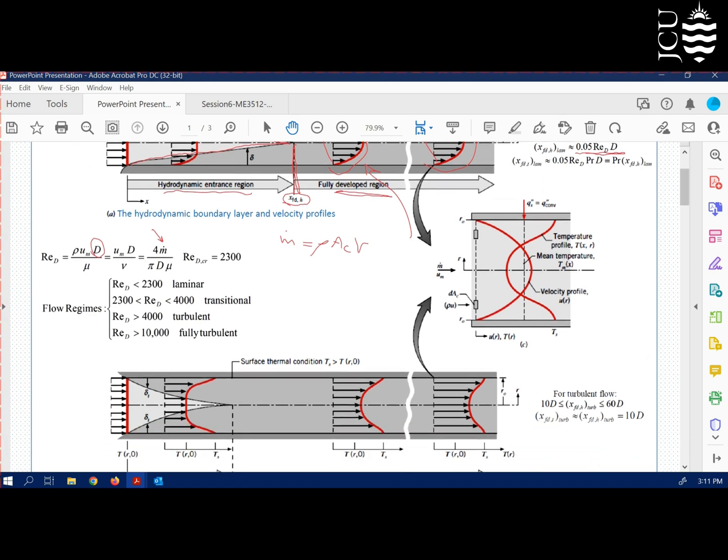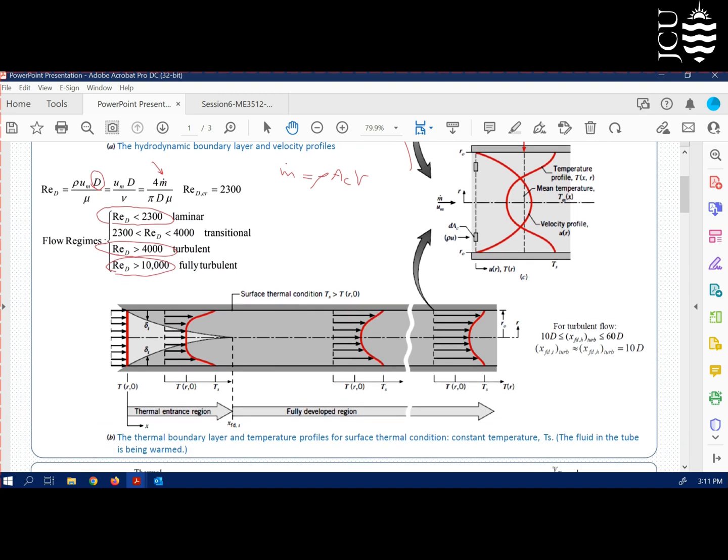Usually, if the Reynolds number for the pipe is less than 2,300, we consider it laminar. Above 4,000, turbulent. Between that, it's transitional, and above 10,000, we are 100% sure it's going to be fully turbulent. We can draw a similar arrangement for temperature.